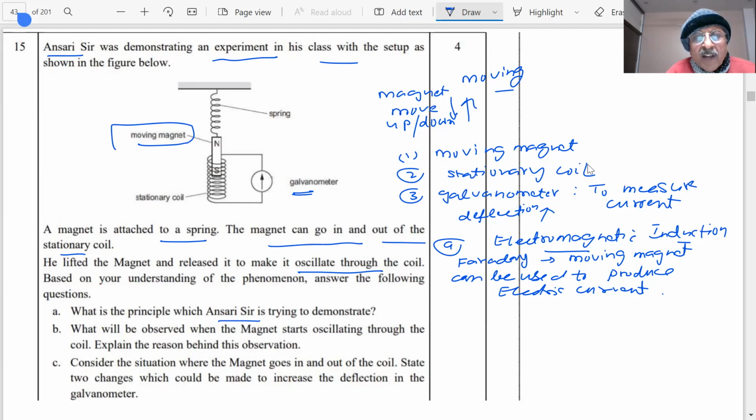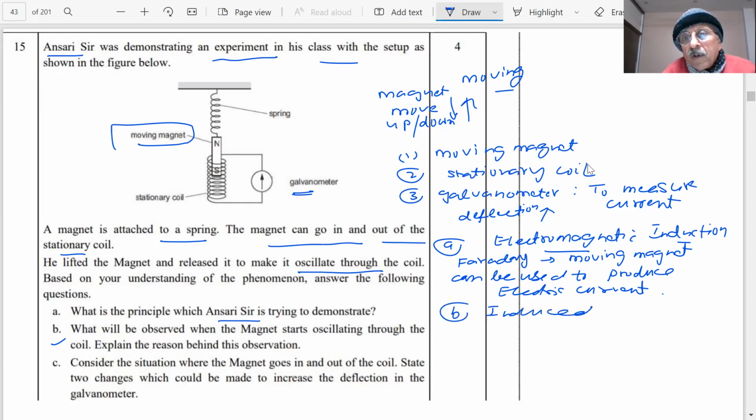What will be observed when the magnet starts oscillating through the coil? Explain the reason behind this. So when you move the magnet, student, what will happen? There will be an induced potential difference which generates an induced current.